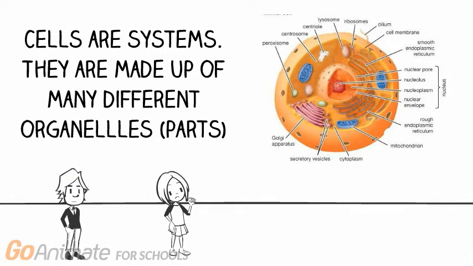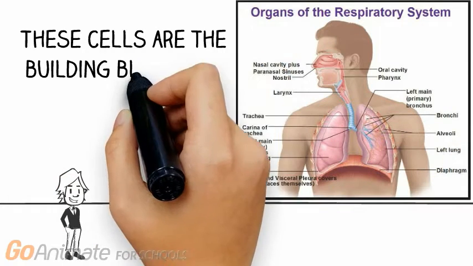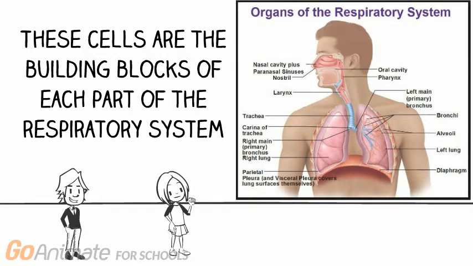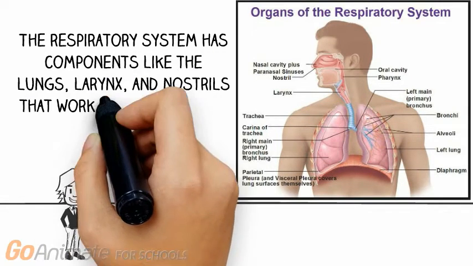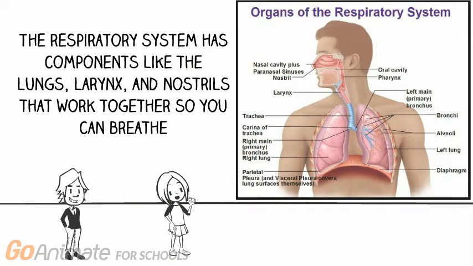Cells are also systems. The parts of the cells that are shown in the model work together to help the cell survive. These cells are the components that make up the respiratory system, and the other systems in our bodies. The respiratory system is made of parts like the lungs, nostrils, and others in the diagram. These parts work together to create the respiratory system.